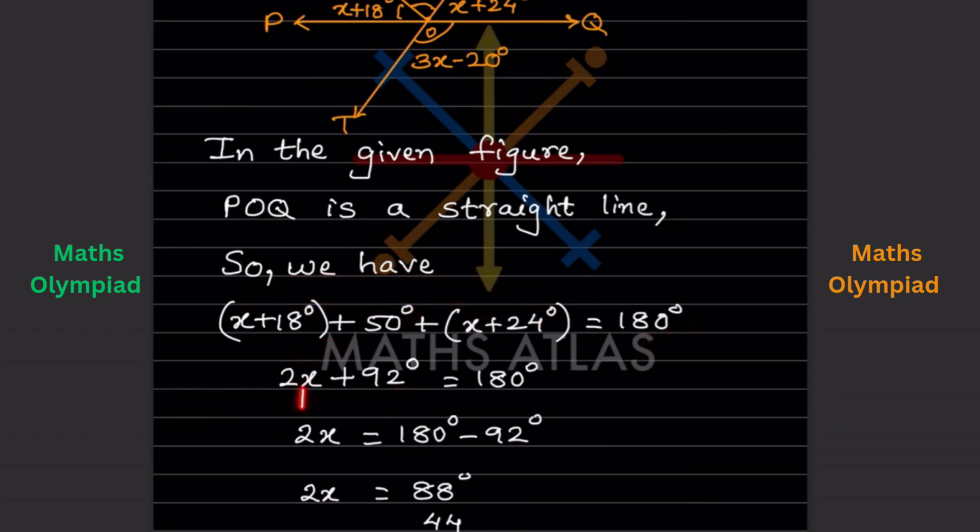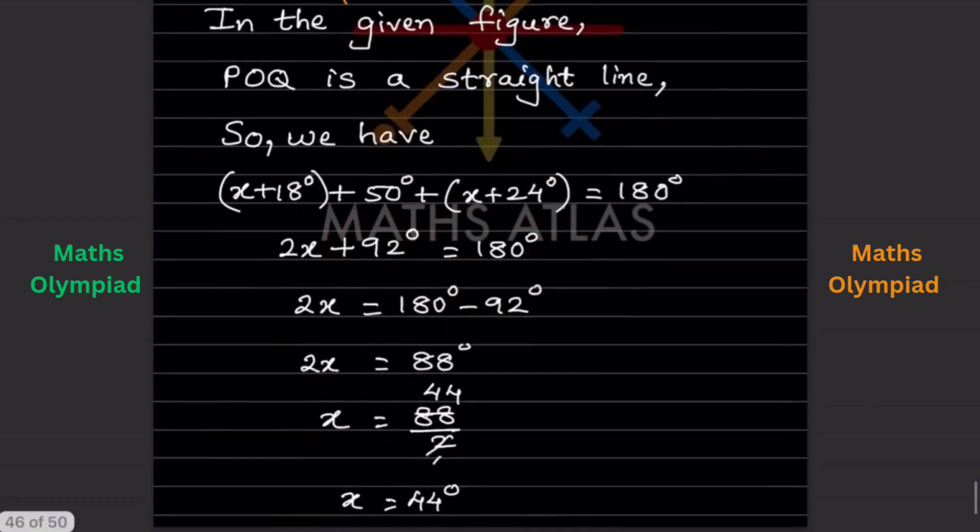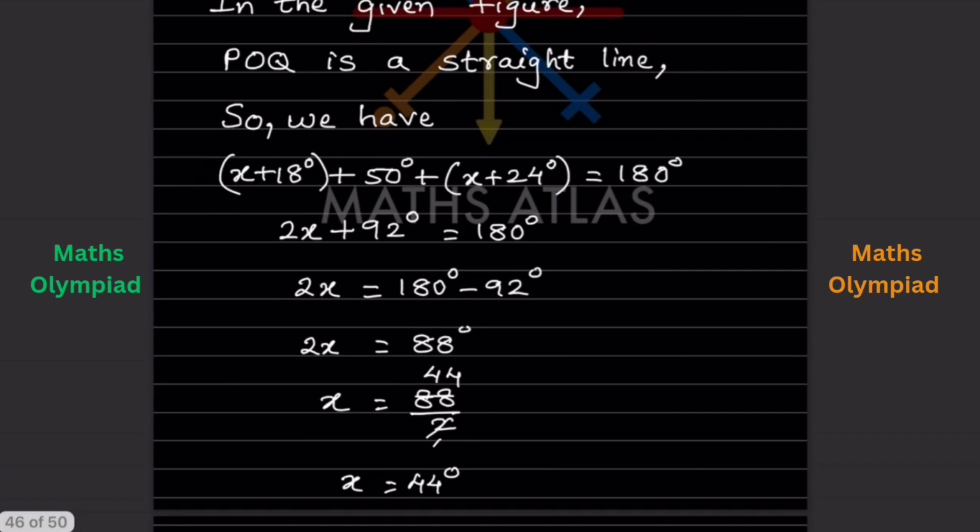So now let us keep 2x on the left hand side and this is already on the right hand side. If we take this on the right hand side, it is going to be minus 92. So 2x is going to be 88 and x will be 44. So that x is 44.